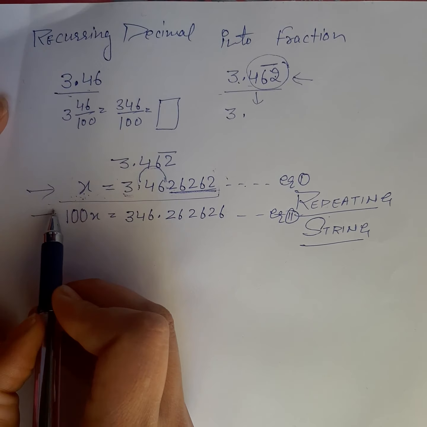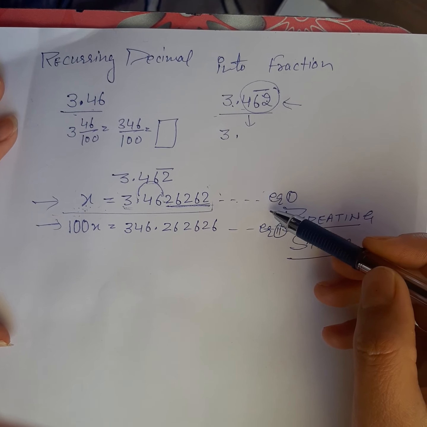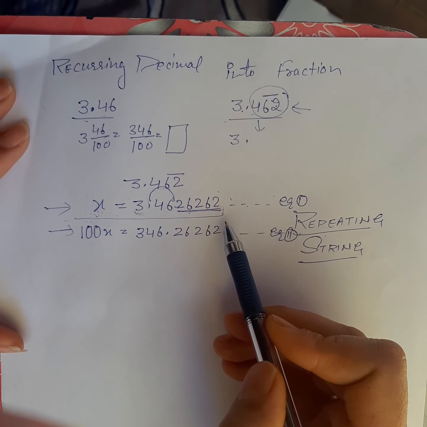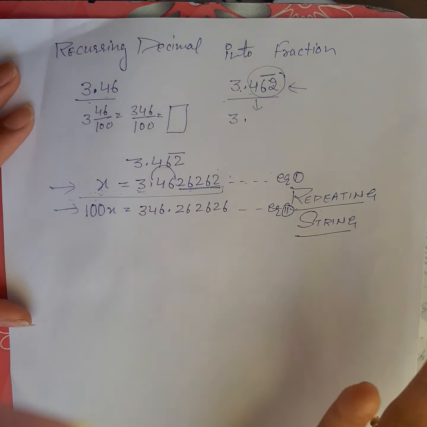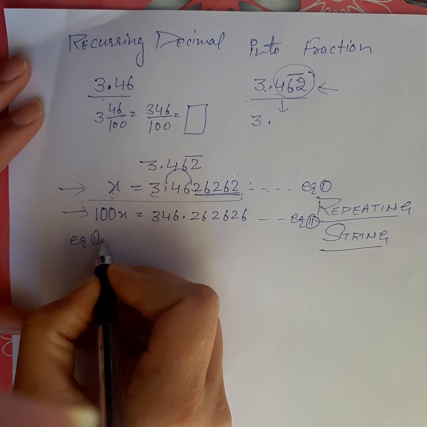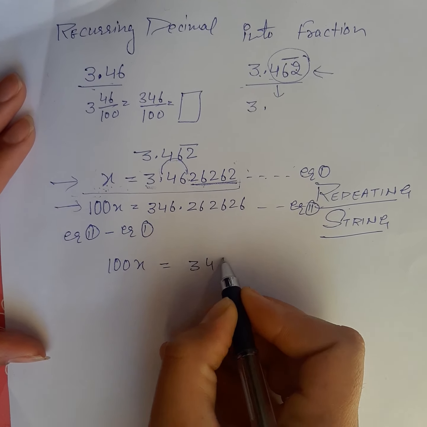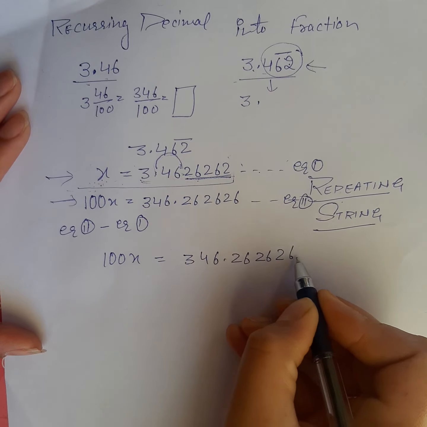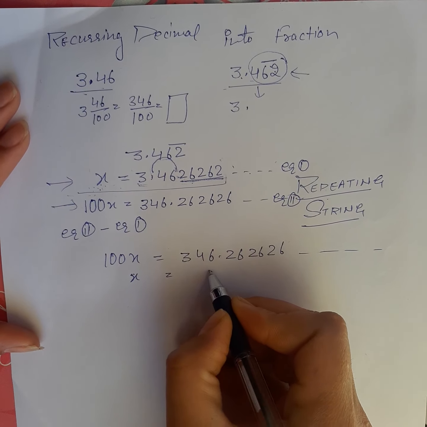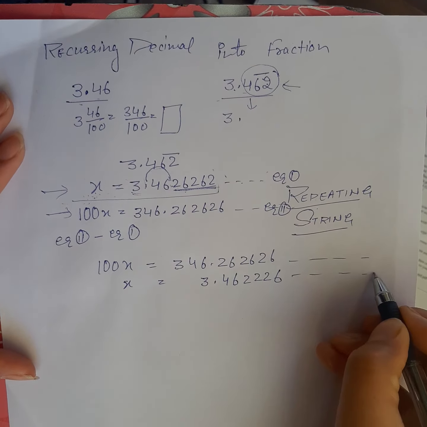Now we have got two equations out of the same equation. If I subtract both of them, I'll get rid of the repeating string, and there is no harm in subtracting them, because when equals are subtracted from equals, the results are always equal. We are not doing anything wrong. So if I take equation 2 minus equation 1, I have 100x equals 346.262626 and so on, and my equation 1 is x equals 3.462626 and so on.